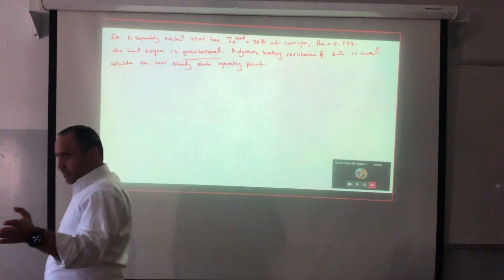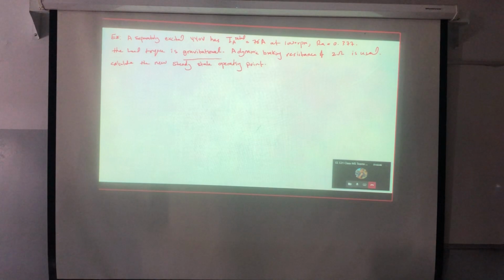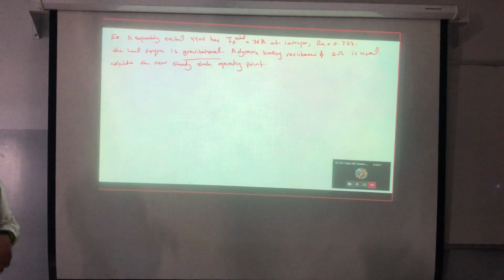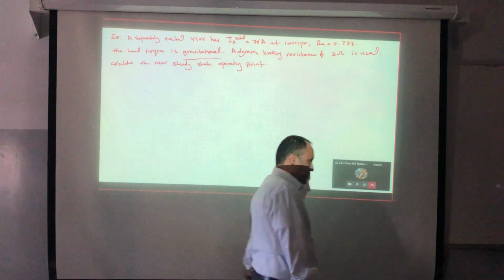And we did a dynamic braking. By definition of dynamic braking, what will I do? I will disconnect the supply and install a braking resistance in order to limit the braking current. The braking resistance happened to be 2 ohm. We need to find the new operating point.